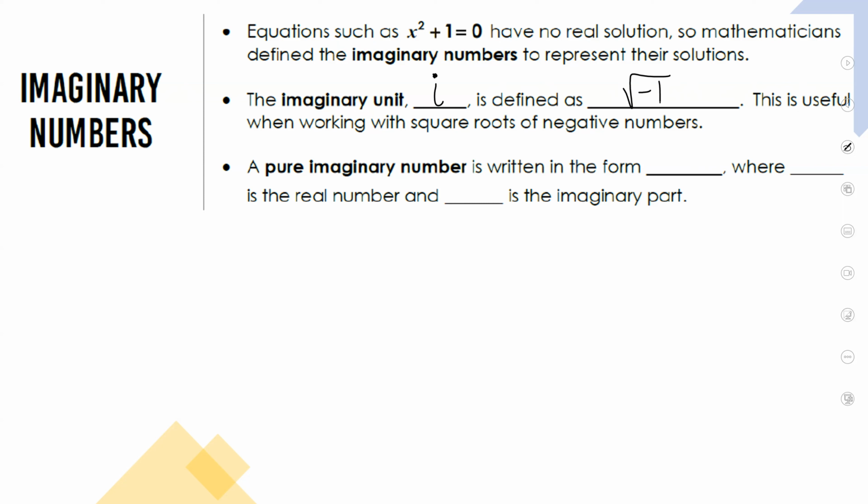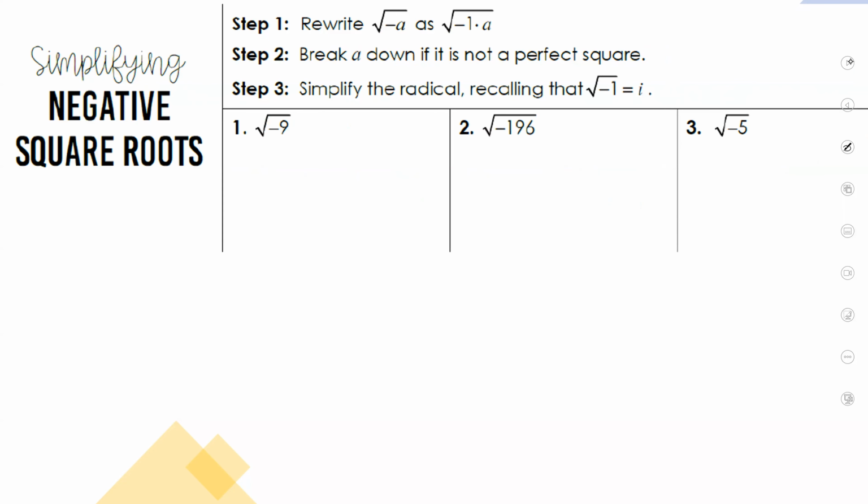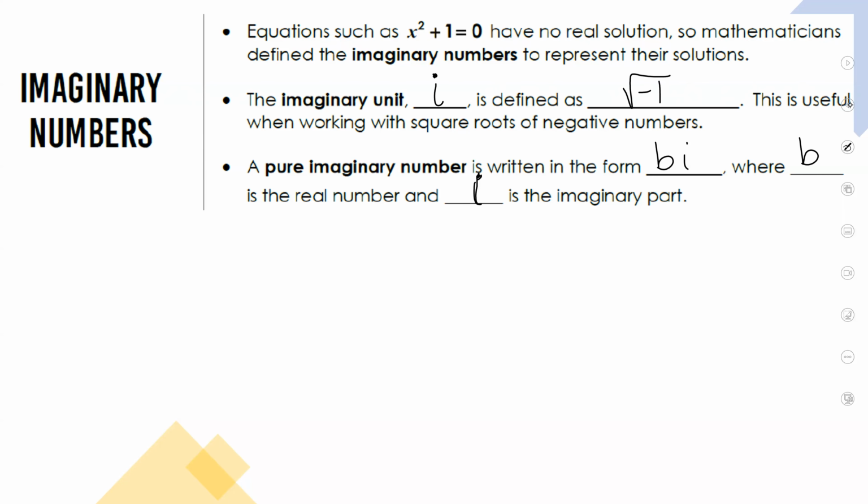Okay, so a pure imaginary number is written in the form bi, where b is the real number and I is the imaginary number. Okay, so let's just write that real quick and we'll do an example. All right, so let's do the steps. Actually, before we do an example, let's look at this top bullet point.